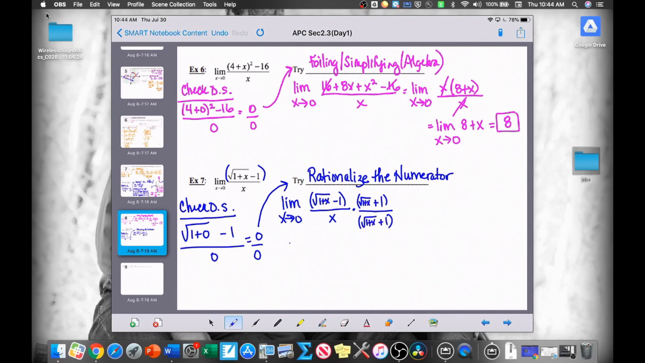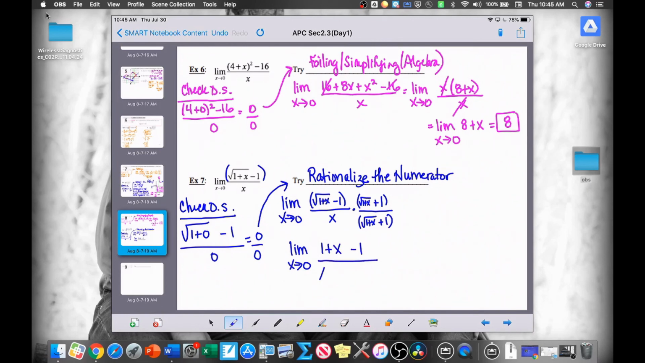And when I do that, that gives me the limit as x approaches 0. Now when I FOIL conjugates, remember that the inners and the outers cancel out because they are opposites. So I just end up with first times first, which in this case, the square root of 1 plus x times the square root of 1 plus x, same square root times itself, just gives you your radicand. So that just gives me 1 plus x. And then last times last, negative 1 times positive 1 gives me negative 1.